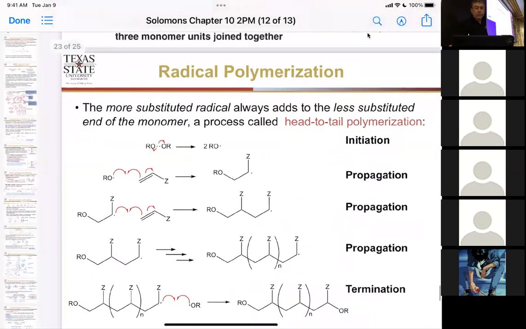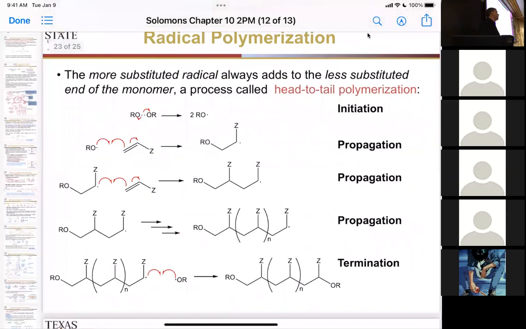Okay, so we have our 3 steps in any radical mechanism. Initiation: we're going to start it with a peroxide. We're going to break our peroxide bond, giving us 2 equivalents of that radical. And then it is going to attack one of the vinyl compounds. Which side is it going to attack? The side with the Z or the side without the Z?